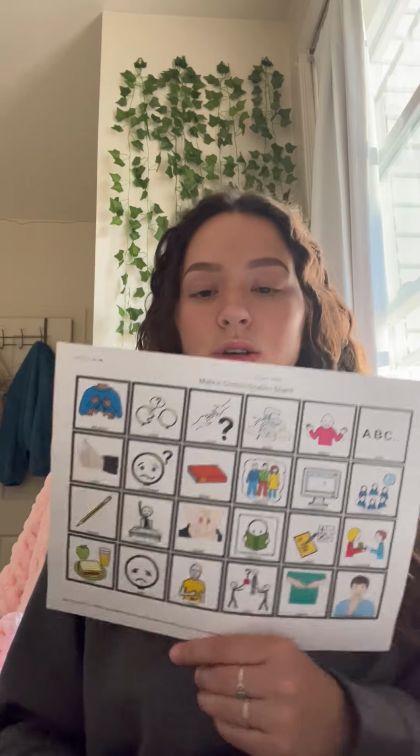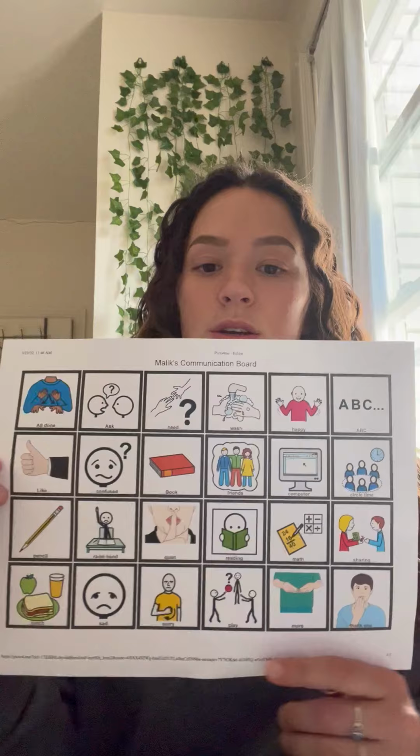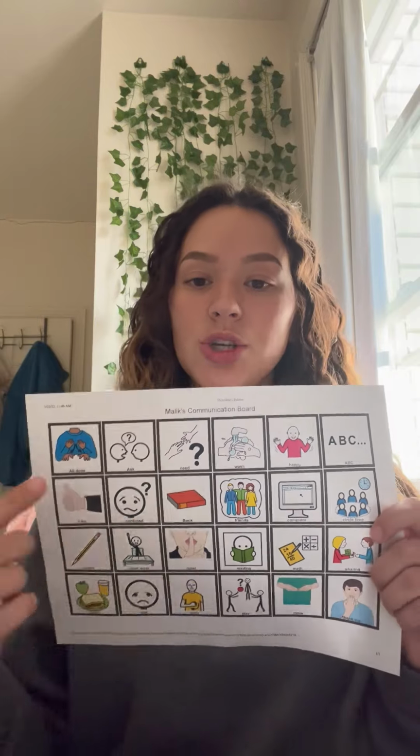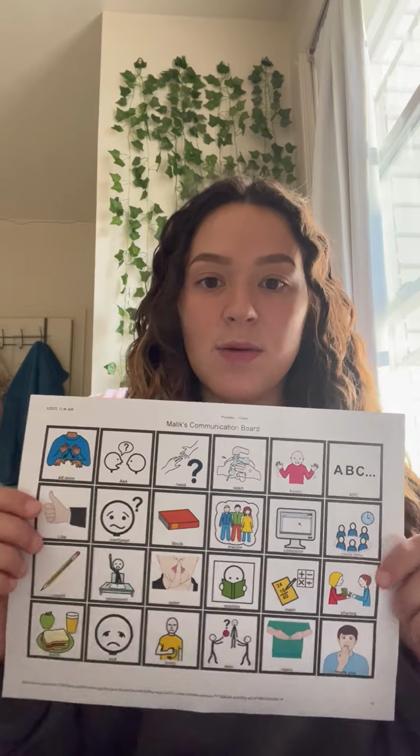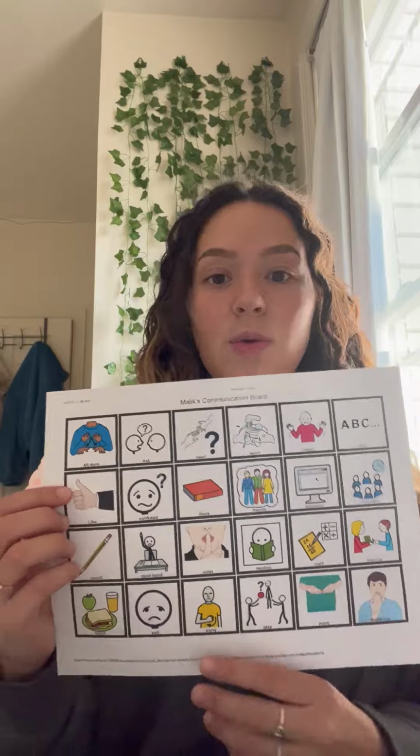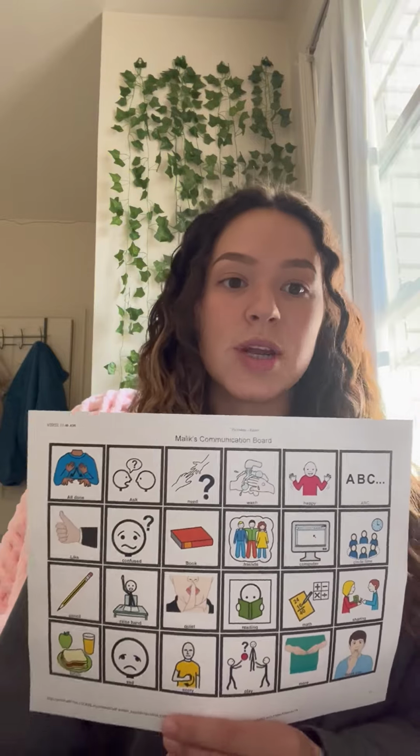And the system could also be put into technology. I don't have the technology to do that, but this could easily be put into technology, so when he pointed or pressed a button, it would say it out loud, and he would be able to hear it, and whoever was near him would be able to hear it. So that would be an easier form of communication.